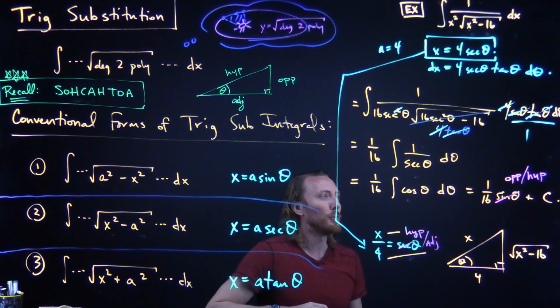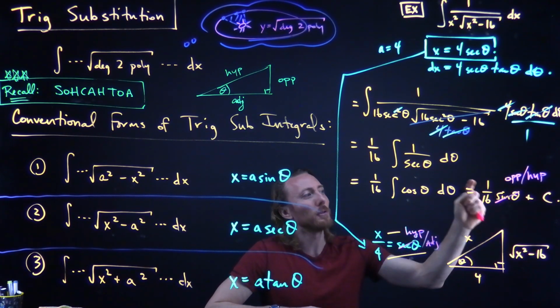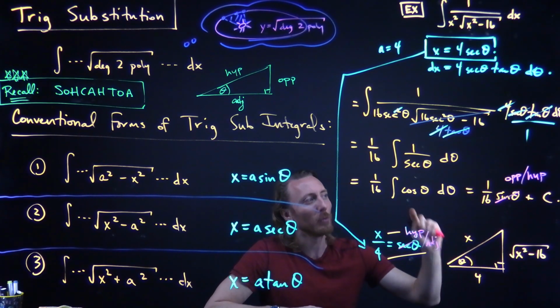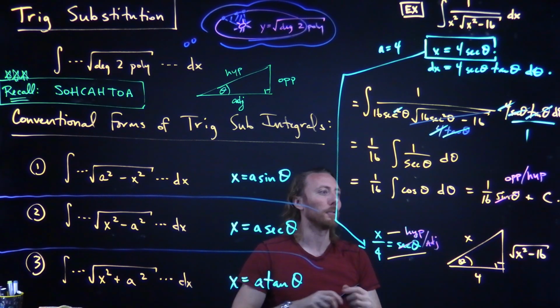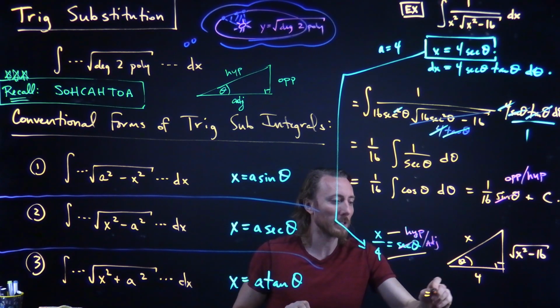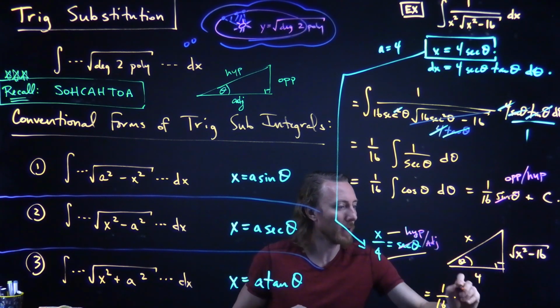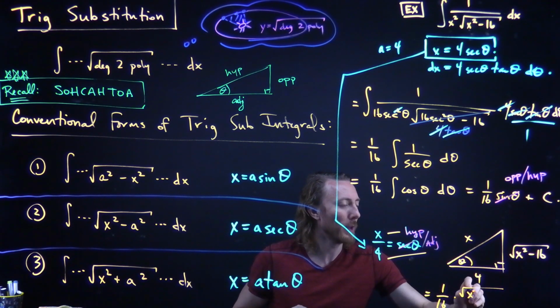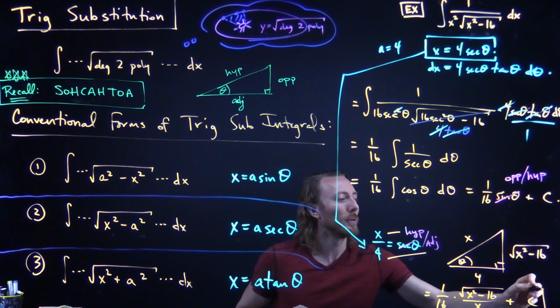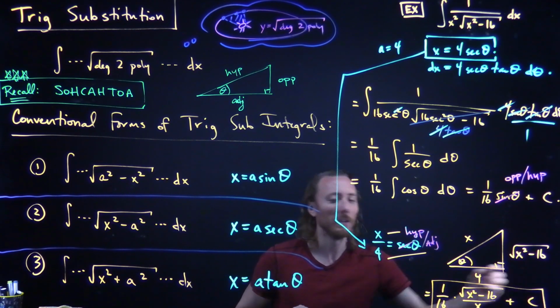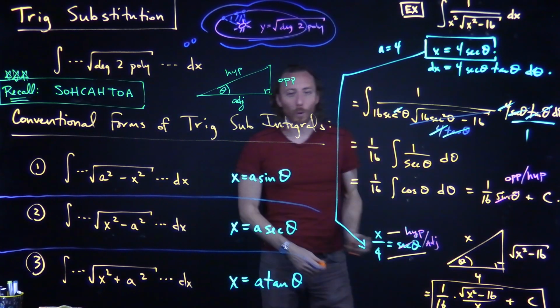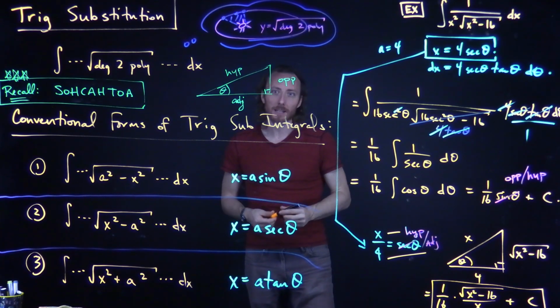So now, what do we need to do? We need to compute the sine of this angle theta, because once we do that, we've resolved this integral completely. And so to polish this off, 1/16 sine theta, opposite over hypotenuse, is square root x squared minus 16 over x, right? There's our opposite, there's our hypotenuse. And now we've expressed the integral all the way in terms of x. Quite a victory, quite a process.